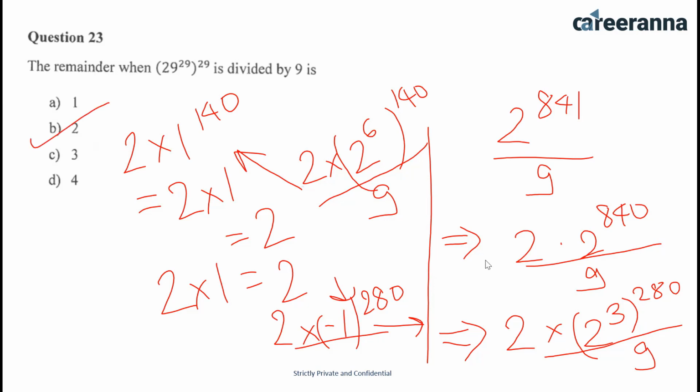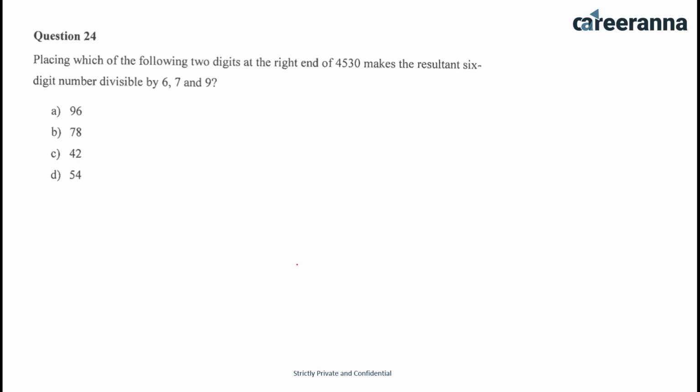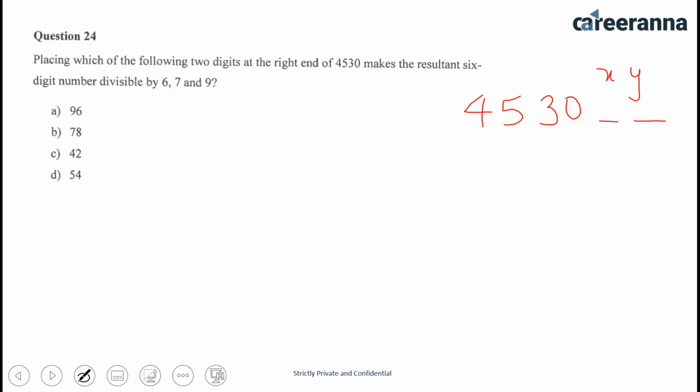Let's see our 24th question. So the question is saying, placing which of the following two digits at the right end of 4530 makes the resultant 6-digit number divisible by 6, 7 and 9. So what the question is saying, I'm going to have a 6-digit number starting with these four numbers like 4530 and last two numbers, let's name them as X and Y. The numbers given to me are 6, 7 and 9.